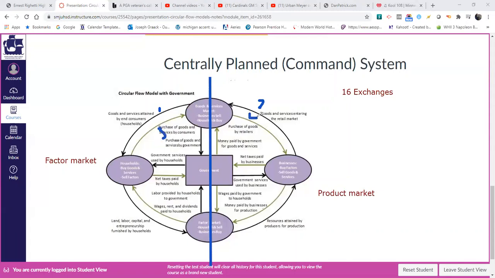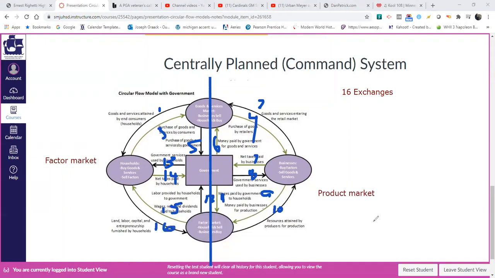3, 4, 5, 6, 7, 8, 9, 10, 11, right, 12, 13, 14, 15, 16, right?